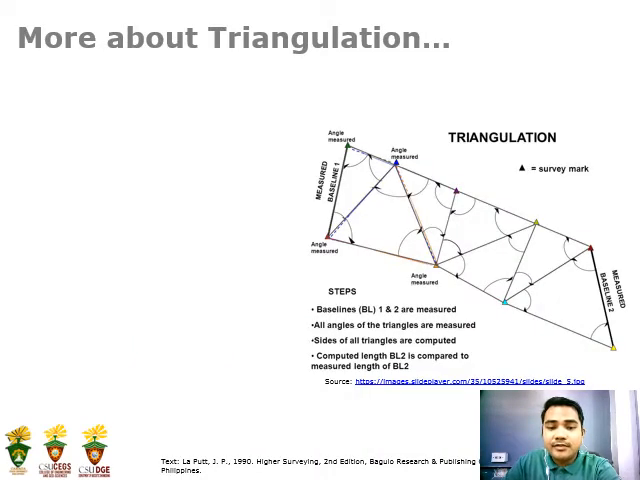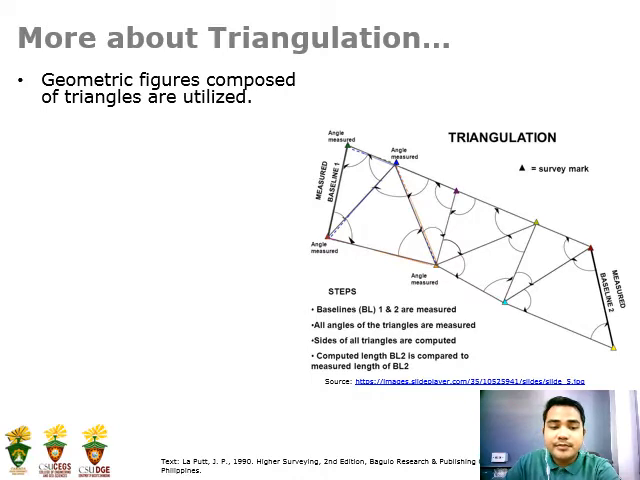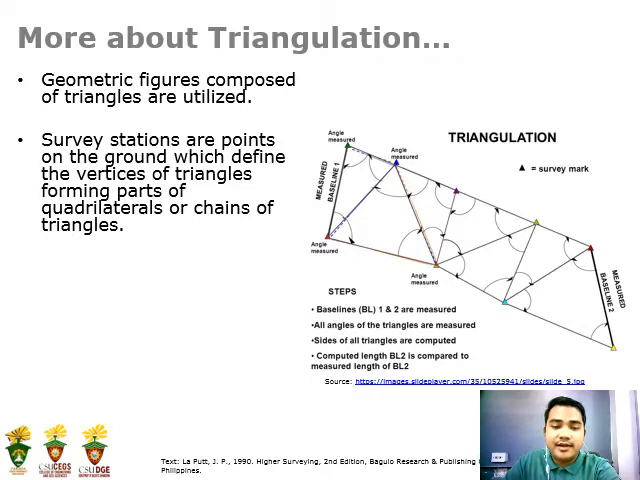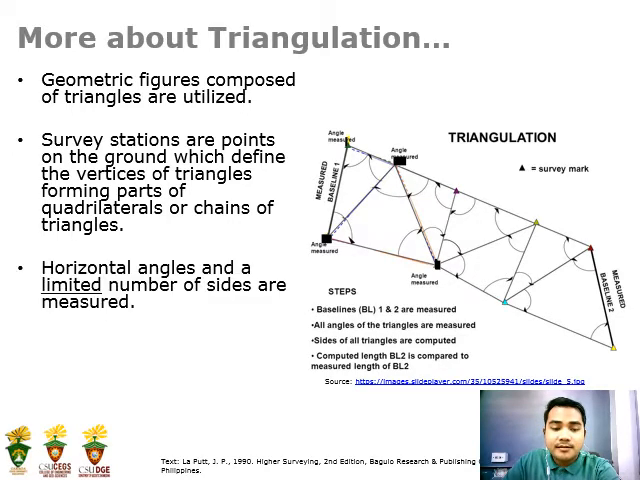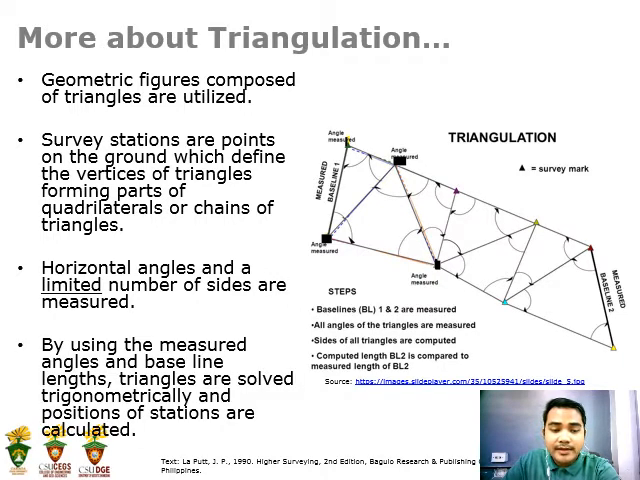So, more about triangulation. Geometric figures composed of triangles are utilized in triangulation. Survey stations are points on the ground that you can see on the ground. These points define the vertices of triangles forming parts of quadrilaterals or chains of triangles. Horizontal angles and a limited number of sides are measured. By using the measured angles and baseline length, triangles can be solved trigonometrically and the positions of stations calculated. That is understandable, class?